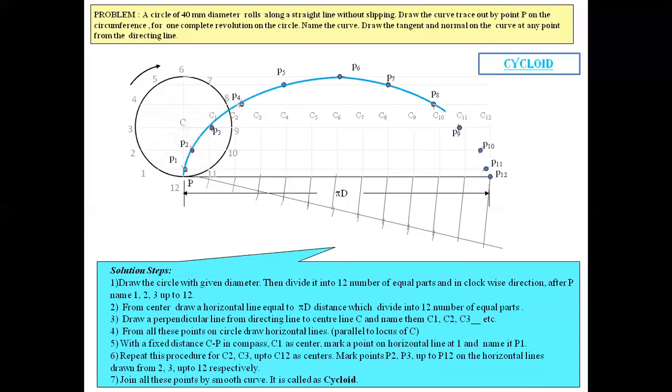After that, join all these points P, P1, P2 to P12 with a smooth curve like this, and this blue curve is known as the cycloid curve, which is very useful in engineering applications. Now the first problem is done.